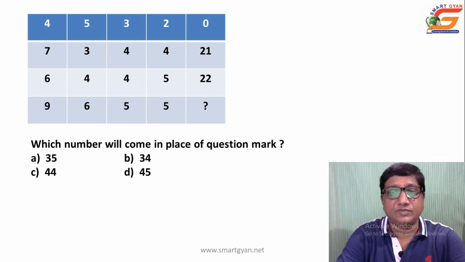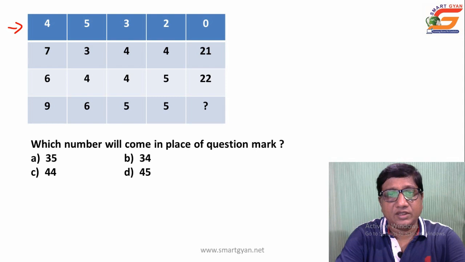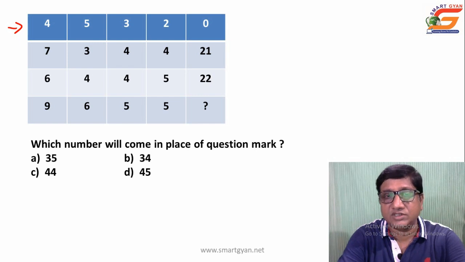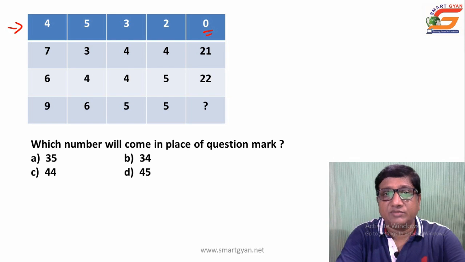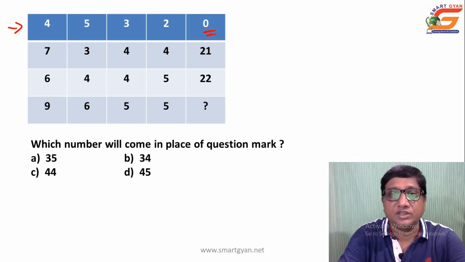First let us approach row wise. First approach the first row. There are 4 rows, and in each row there are 5 columns. Out of these 5 columns, one is the resultant column, generally the last one. So leaving this one, the remaining 4 are used for our operation. Whatever operation you do, the result should be 0.